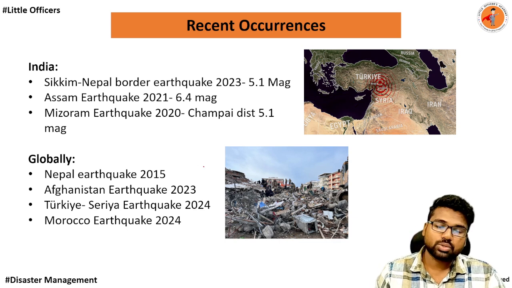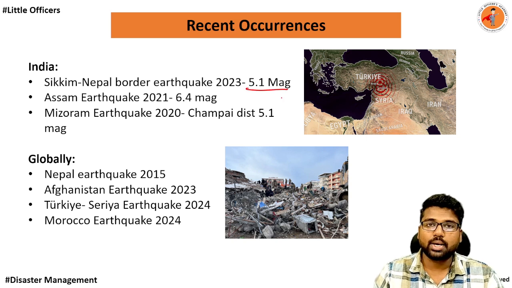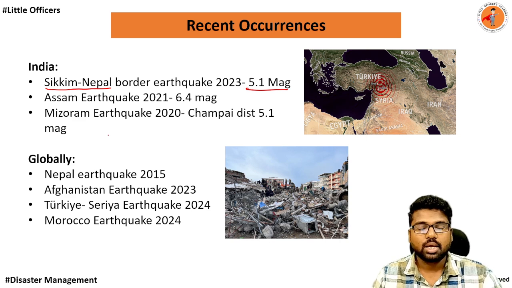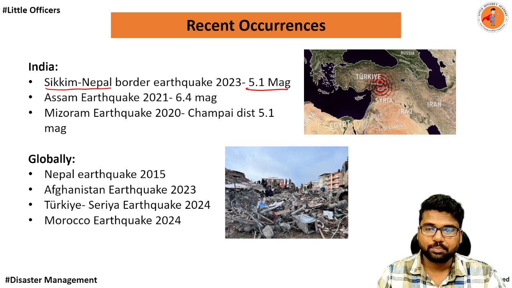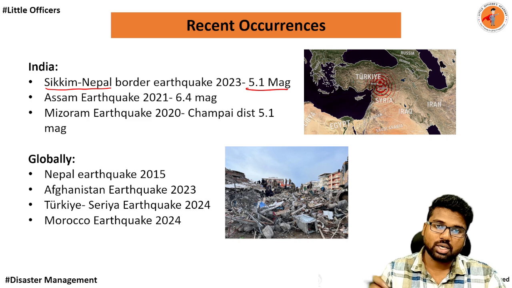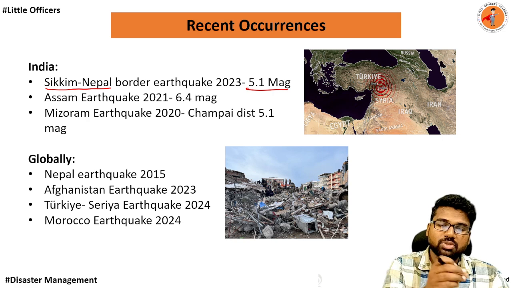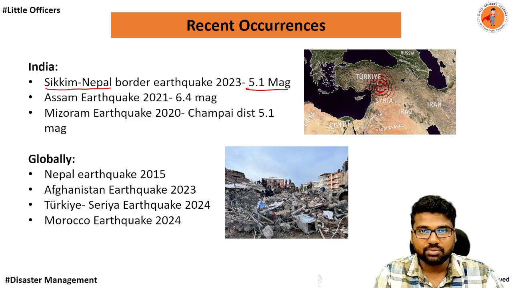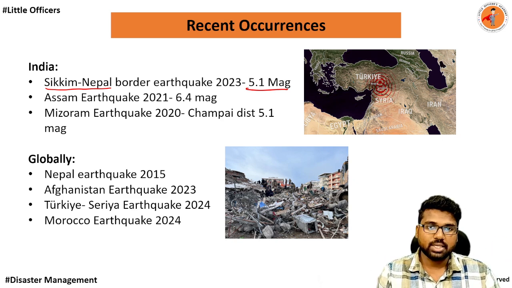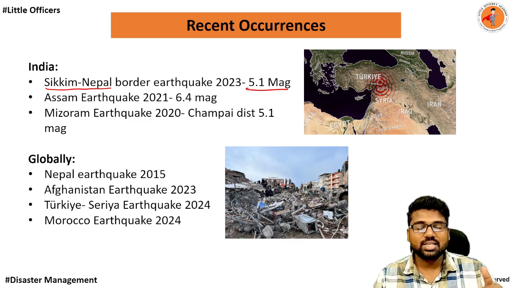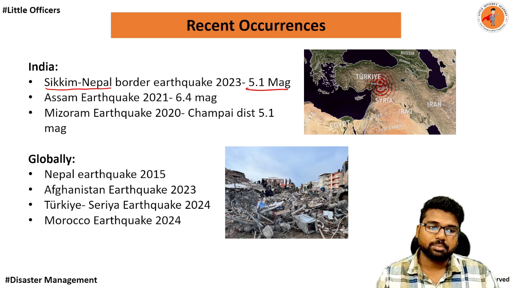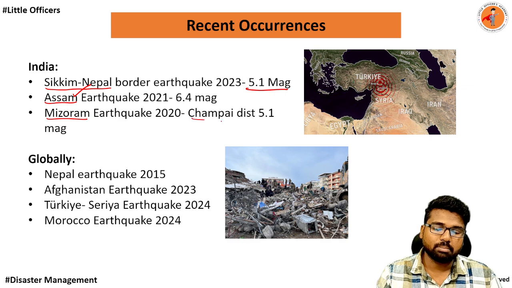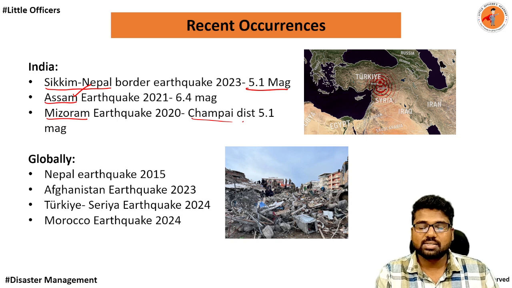Say in India, in 2023, we had an earthquake of 5.1 magnitude on the Sikkim and Nepal border. Now, if you take India's Himalayan belt, from Jammu and Kashmir till your northeastern locations, and some locations like Andaman Nicobar and the Kutch and Bhuj area in Gujarat, they are all highly vulnerable because they are seismically active, because of the geographic structure of the Indian plate and its still upward movement. As a result, these areas are highly vulnerable. Later we will see it in the mapping. So in these areas, you can see earthquakes every now and then. For example, in 2021 there was an earthquake in Assam with 6.4 magnitude, and the Mizoram earthquake of 2020 in Champhai district with 5.1 magnitude. So these are some examples from India.